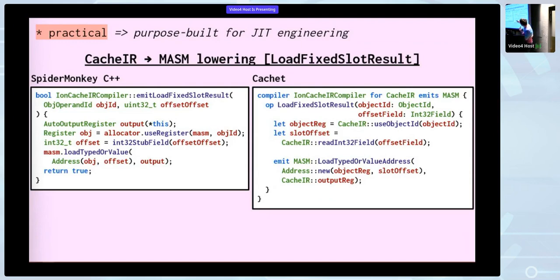On the left here, you have the existing SpiderMonkey C++ implementation of the lowering of load fixed slot result from CacheIR down to MASM. On the right, you have the equivalent Cachet code. And if you compare the two, you can see they have the same structure, but the Cachet code strips out a lot of the C++ line noise.